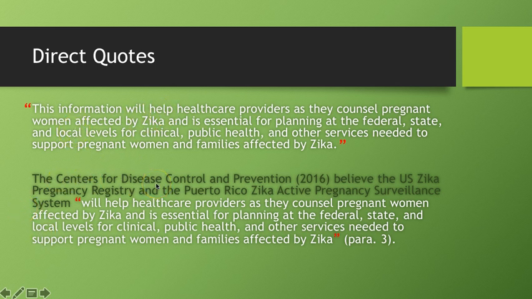So the Centers for Disease Control and Prevention, this is APA citation 2016, believe the U.S. Zika Pregnancy Registry and the Puerto Rico Zika Active Pregnancy Surveillance System, quote, "will help healthcare providers as they counsel pregnant women affected by Zika," etc., etc. Closing quotation mark, and then because it's APA, we need to indicate what paragraph it came from, since it was an online article without page numbers. From these quotation marks, the reader can tell that everything in green would be me, my writing. Everything that's in white would be word for word exactly the same as the original source.